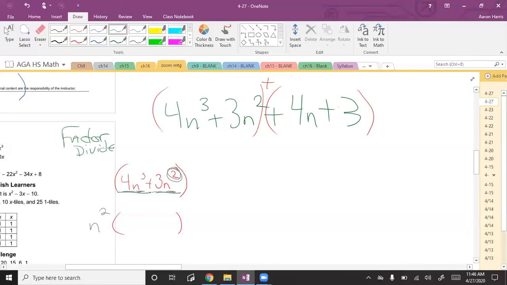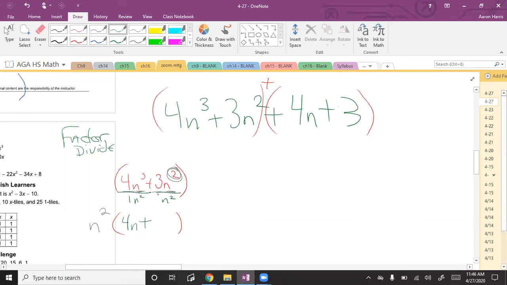Remember, our 4 checklist items: PEMDAS, distribute, remove fractions, and factor. They're 2 different things. They do opposite things. All right. So yes, I'm going to divide. I'm going to divide by n squared, divide by n squared. So there's a 1 here. 4 divided by 1 is what? 4. N cubed divided by n squared. 3 minus 2 is? 1. So I have 1 n left.